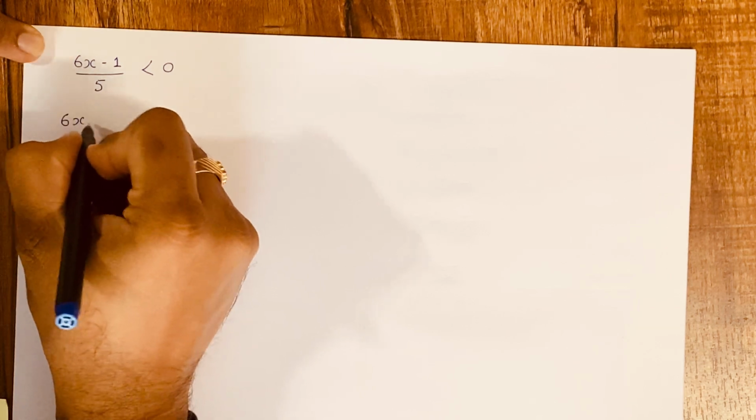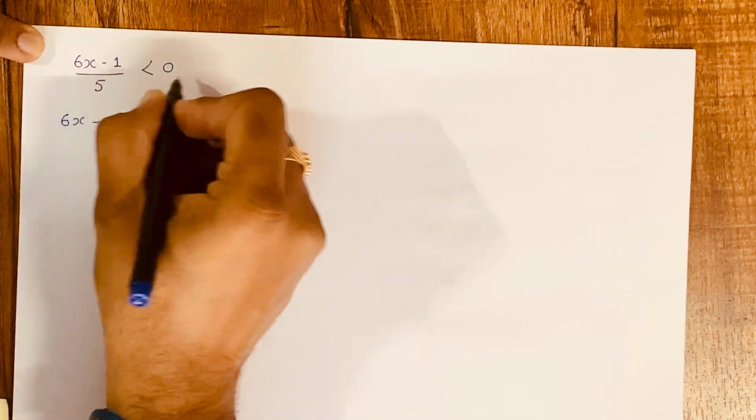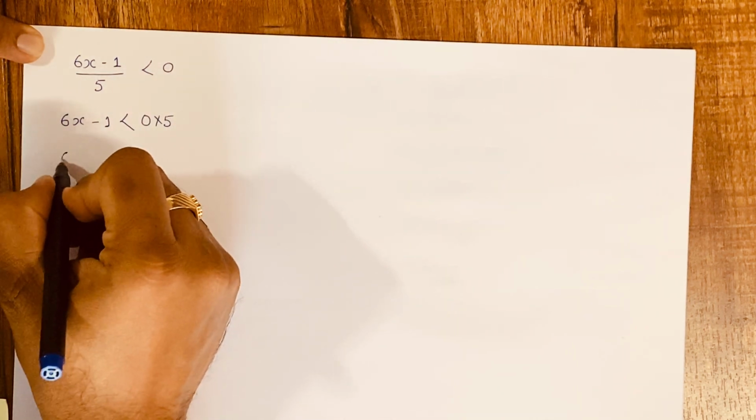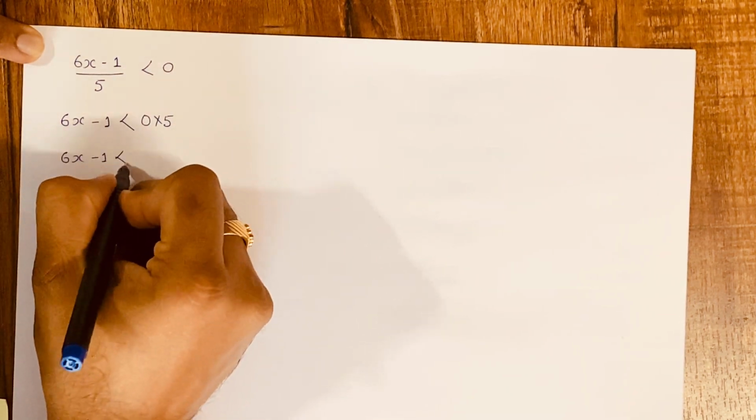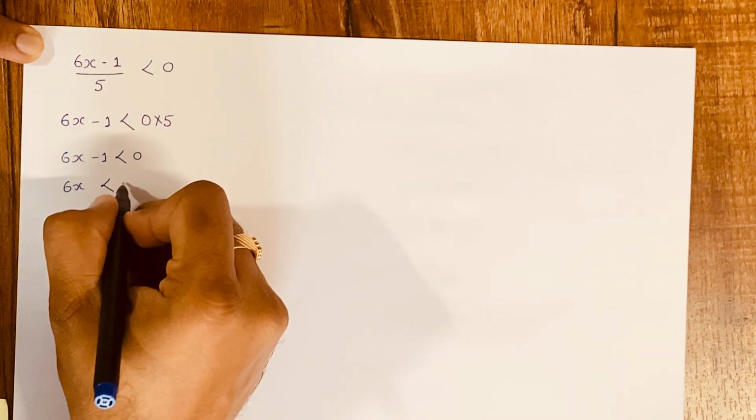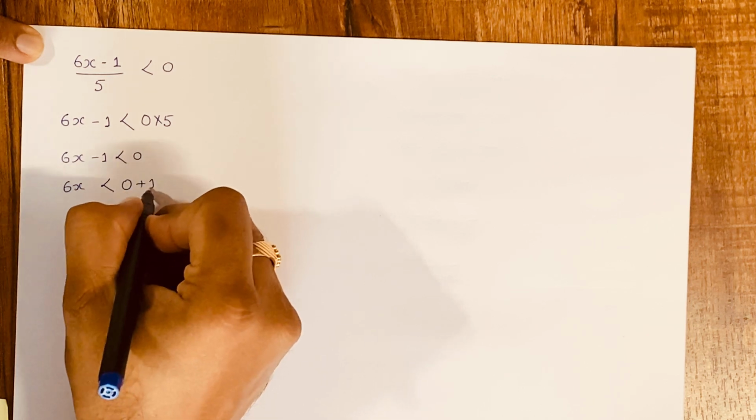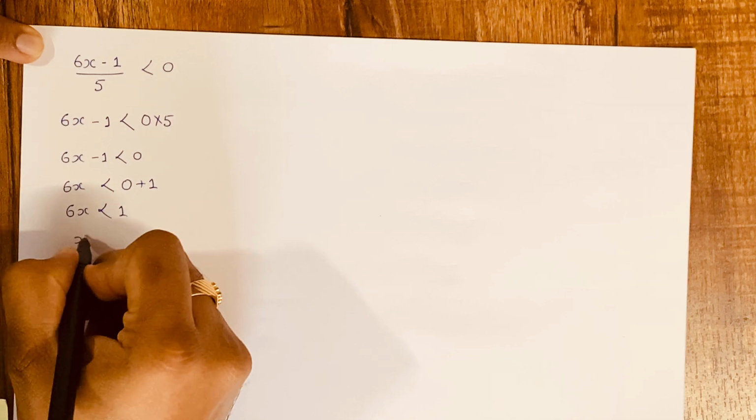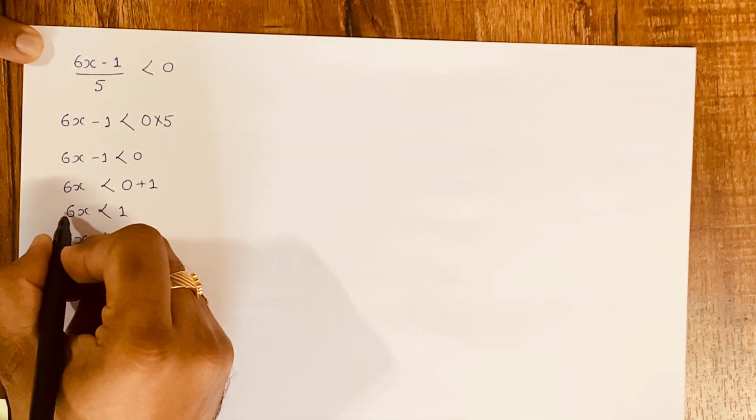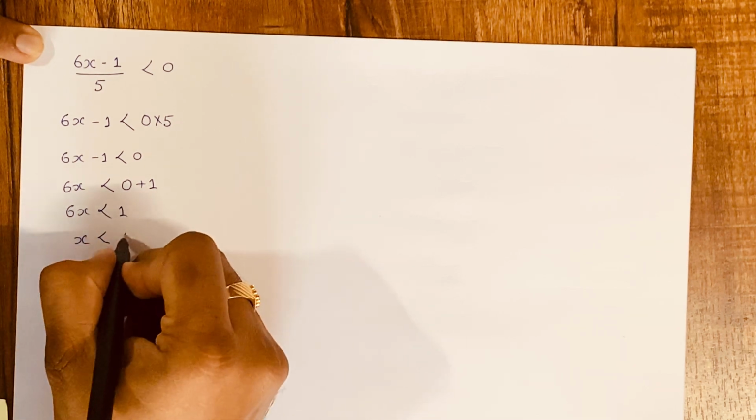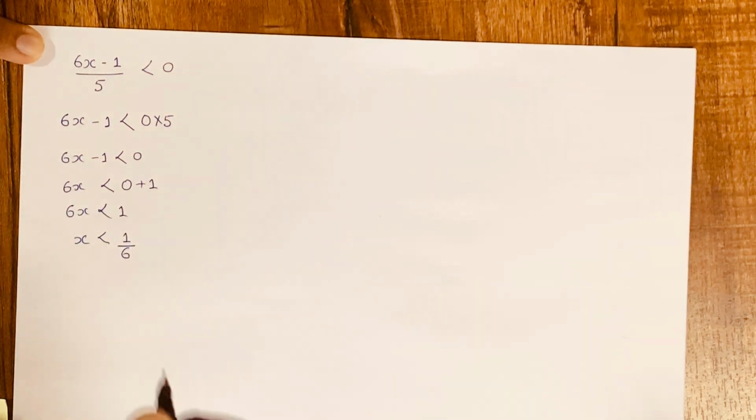So 6x minus 1 is less than 5 multiplied by 0. We know anything multiplied by 0 is 0 only. Now this minus 1 will go to the other side and become 0 plus 1, which is 1. So 6x is less than 1. Now you do division because it's multiplication here. This 6 will get divided, so x is less than 1 by 6.